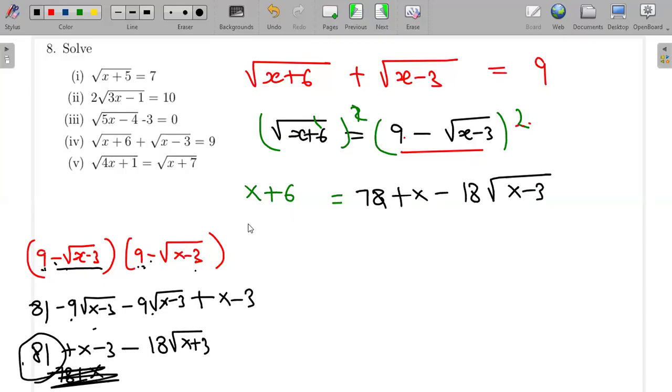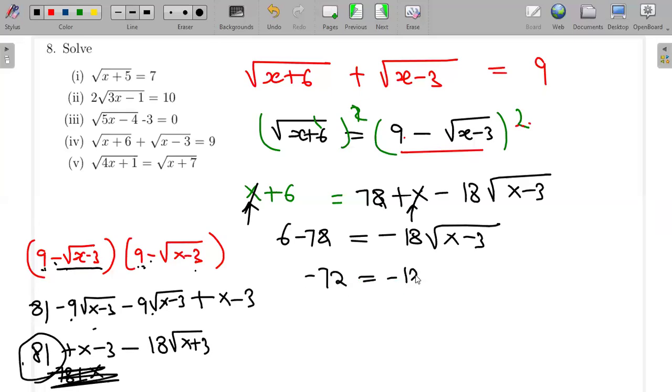You can see I have x here and I have x there. If I take any of these to the other side, it's going to cancel out. So this one comes to the other side. It is 6 minus 78, which is minus 72, equal to minus 18 root of x minus 3. Divide by minus 18, divide by minus 18. I get 4 equals root of x minus 3.